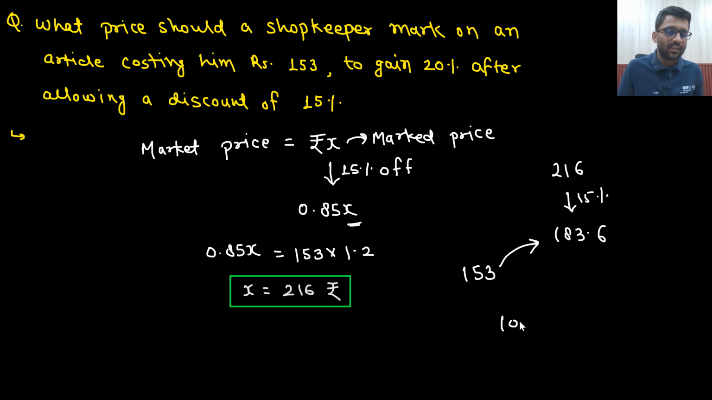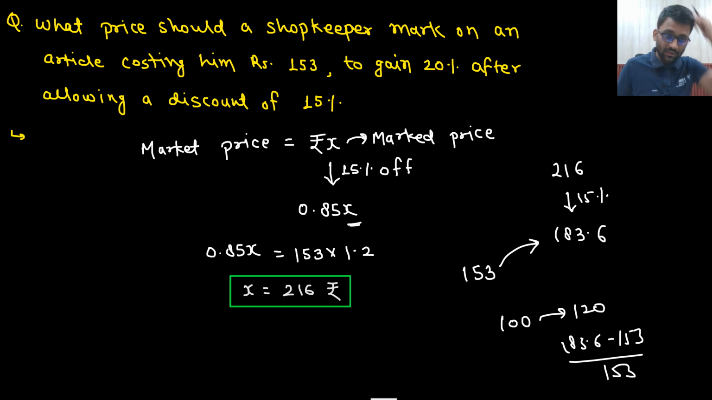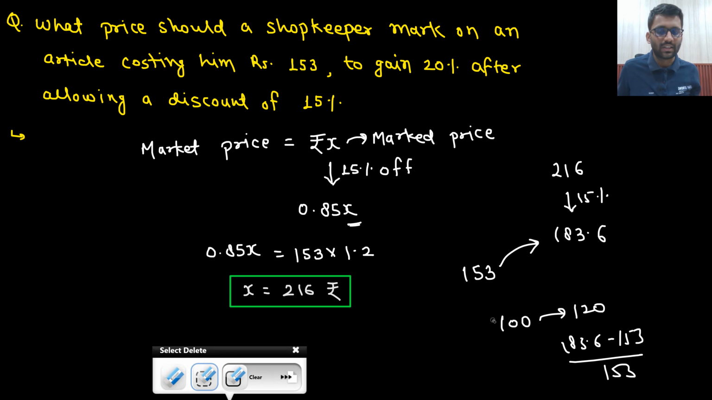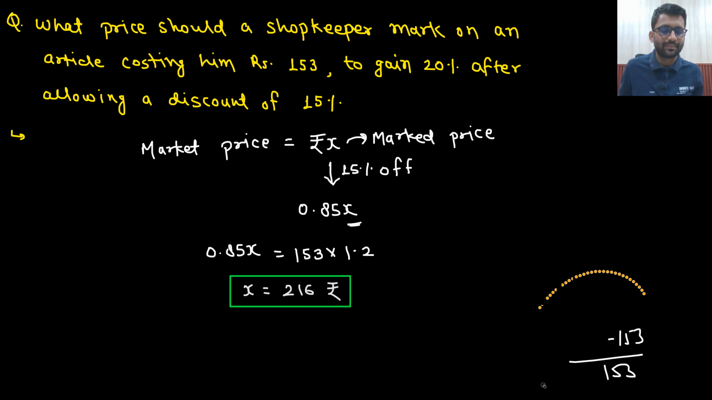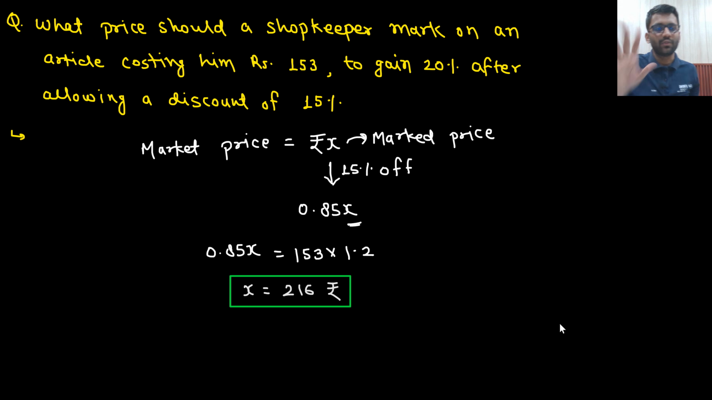I got something in 100 rupees, I am selling in 120 rupees. So how much was the gain? 120 minus 100 divided by 100. So 183.6 minus 153 divided by 153. So what will you get? 30.6 divided by 153. So 20% you are getting. So this is the way you can check as well. So the answer is 216. I hope you are understanding the meaning of this problem.